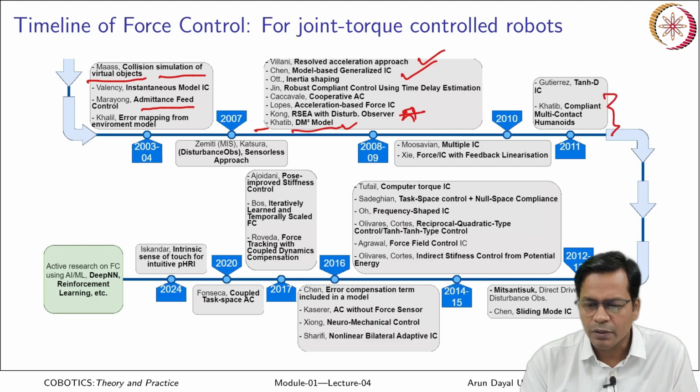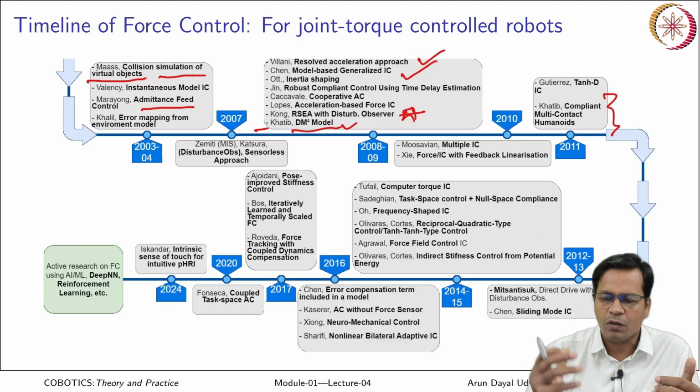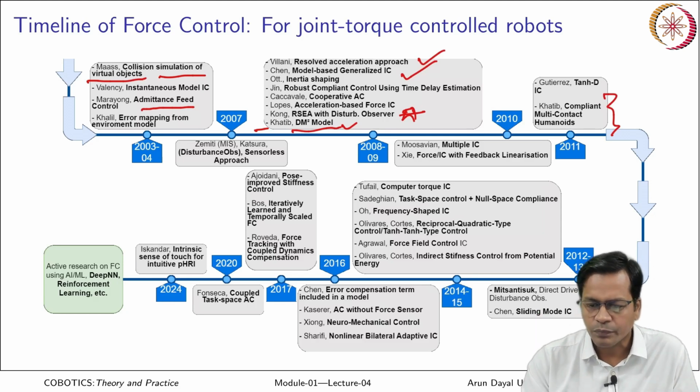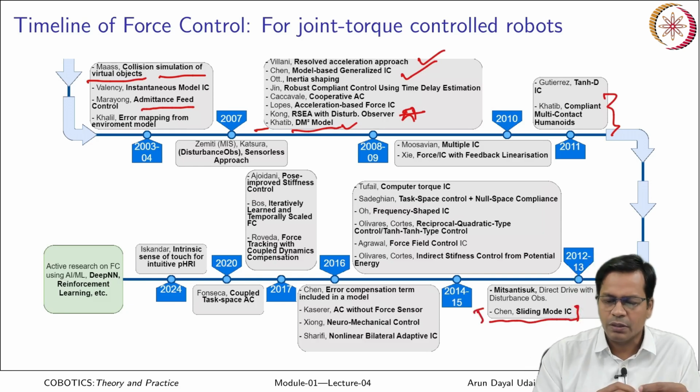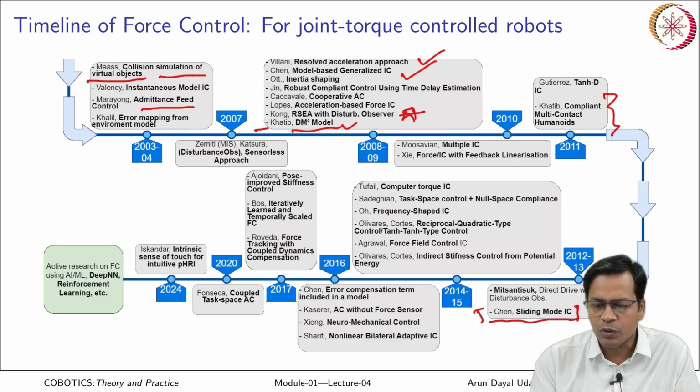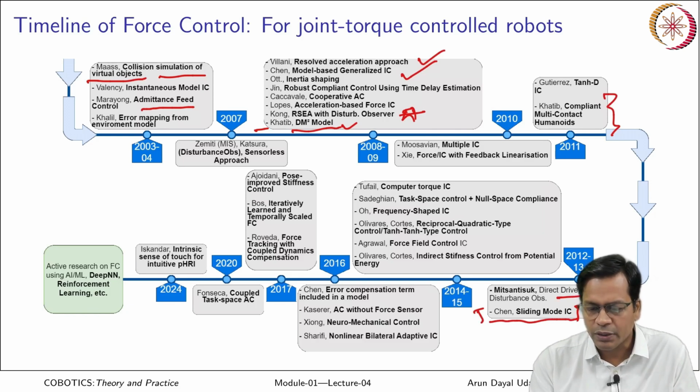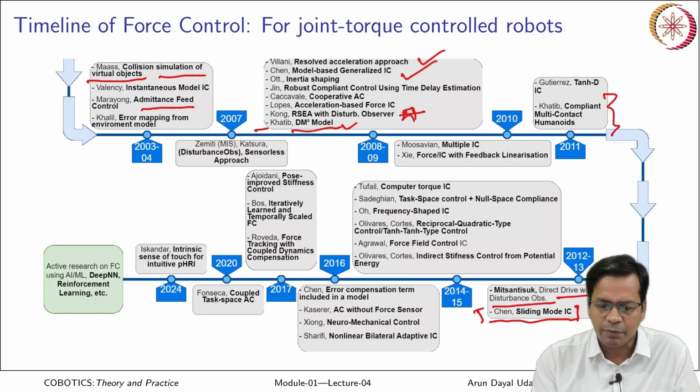Khatib came up with a compliant multi-contact humanoid also, when multiple contacts are taken into account. Okay, and then sliding mode impedance controller, apart from various other impedance controllers, sliding mode control which was much better, that was reported by Chen here. Direct drive with disturbance observer, again it came in.